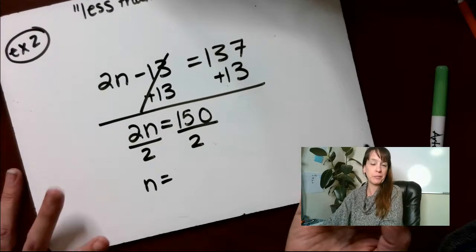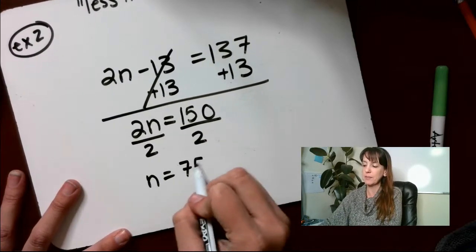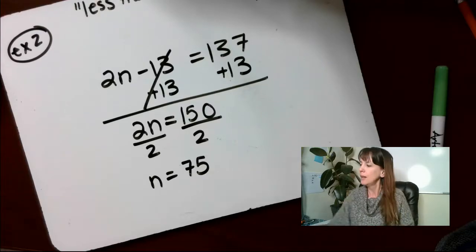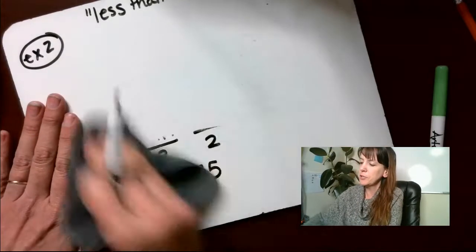n equals 75. If you have like $1.50 and you cut it in half, you'd have 75 cents, right? So 75. Okay, that was example number 2.